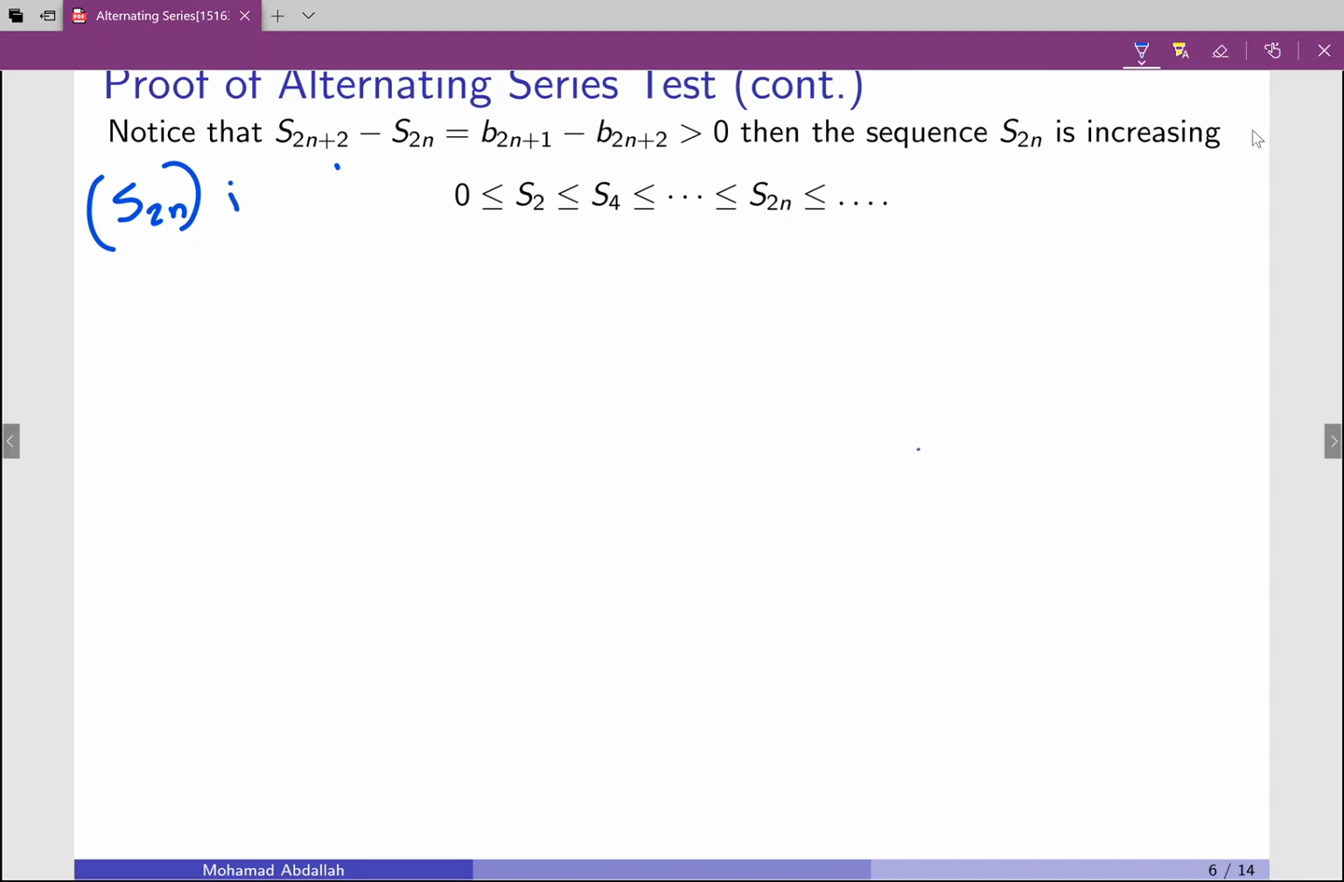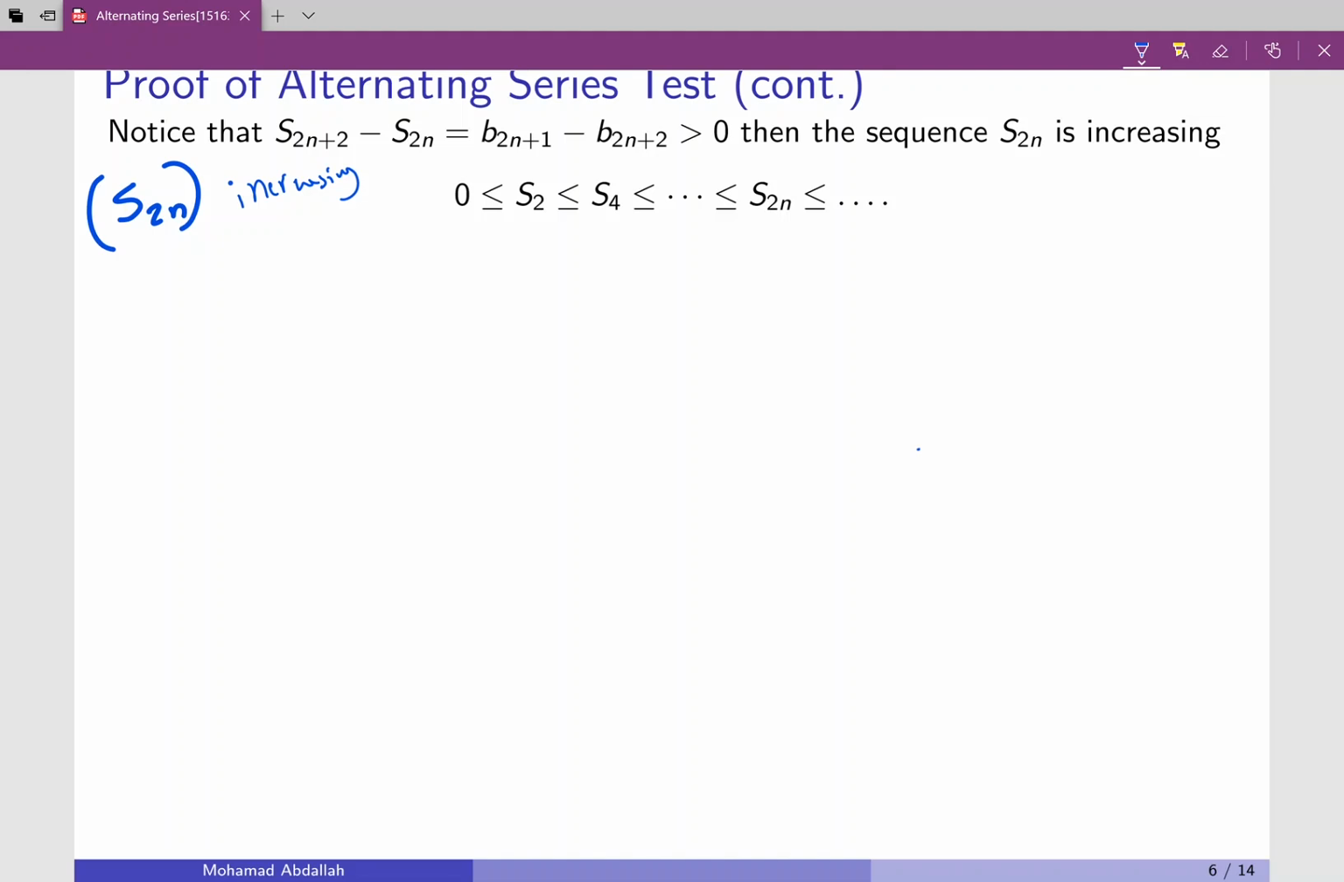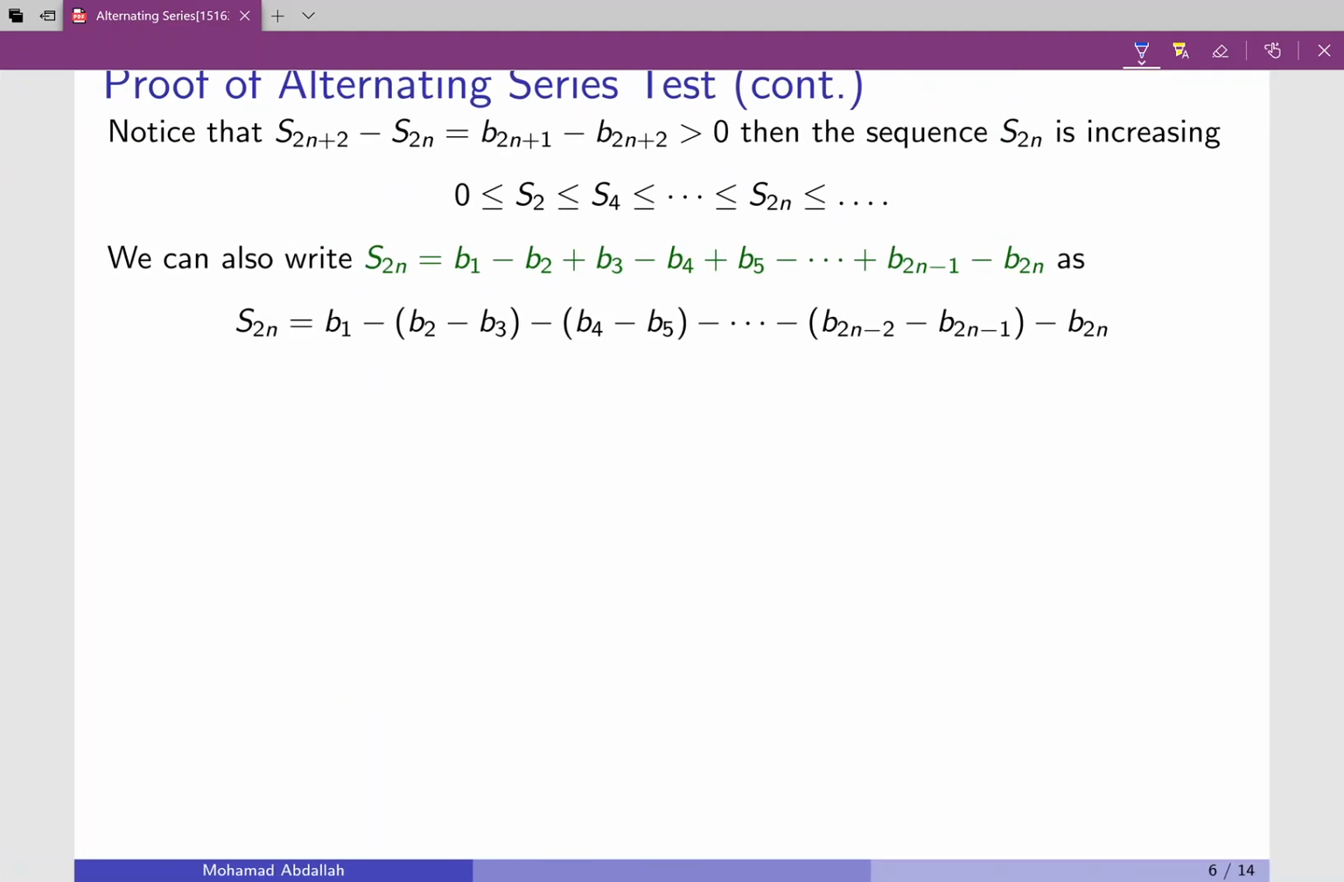So this means the following: 0 is less than or equal to S2, less than or equal to S4, etc. Now I know my sequence is increasing. If I show that the sequence is bounded above, then by the monotone convergence theorem, this is going to be convergent. Remember that if you look at the previous slide, you can see that S2n was written in this form. I will just try to rewrite it in a different form.